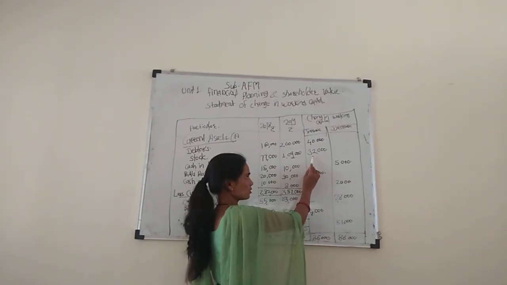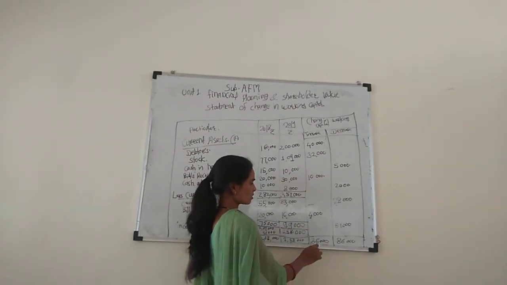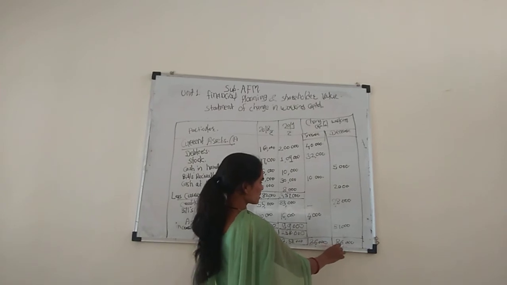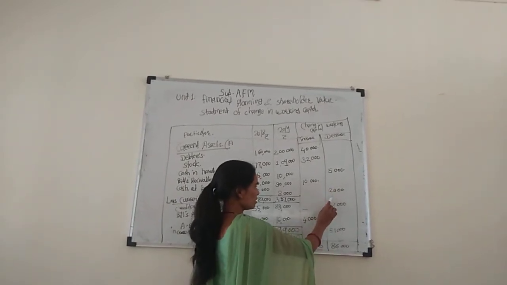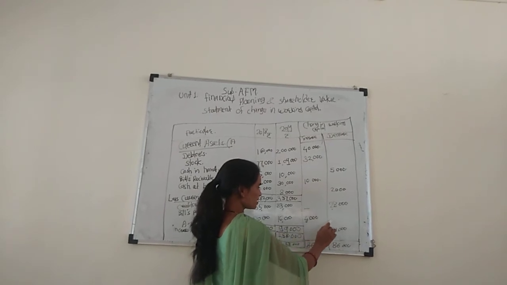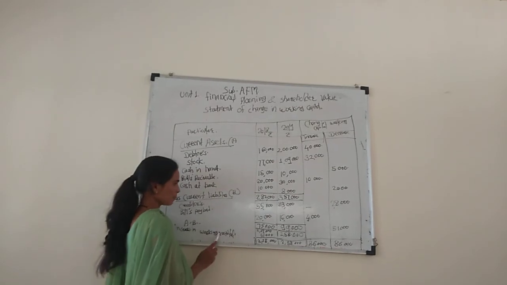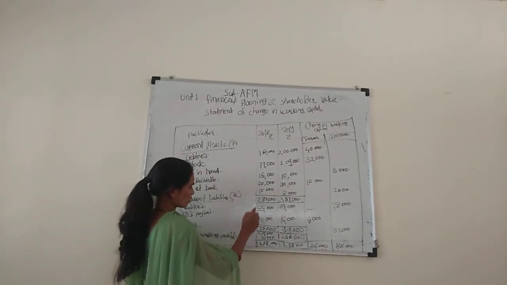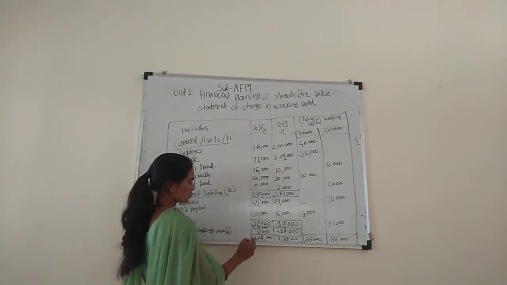40,000 plus 32,000 plus 10,000 plus 4,000 is equal to 86,000 total. And this 86,000 total minus 5,000 plus 2,000 plus 28,000 is equal to 51,000. This is the increase in working capital. This side, 2018 2,07,000 plus 51,000 increase in working capital is equal to 2,58,000.